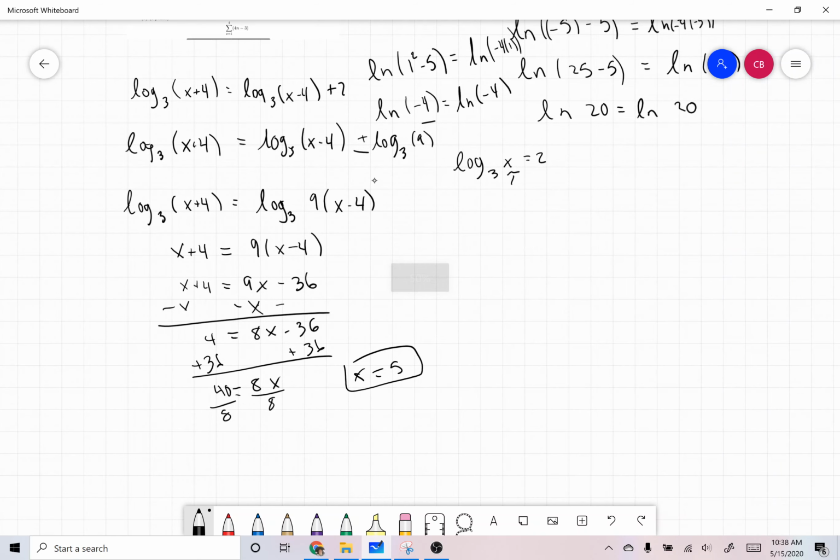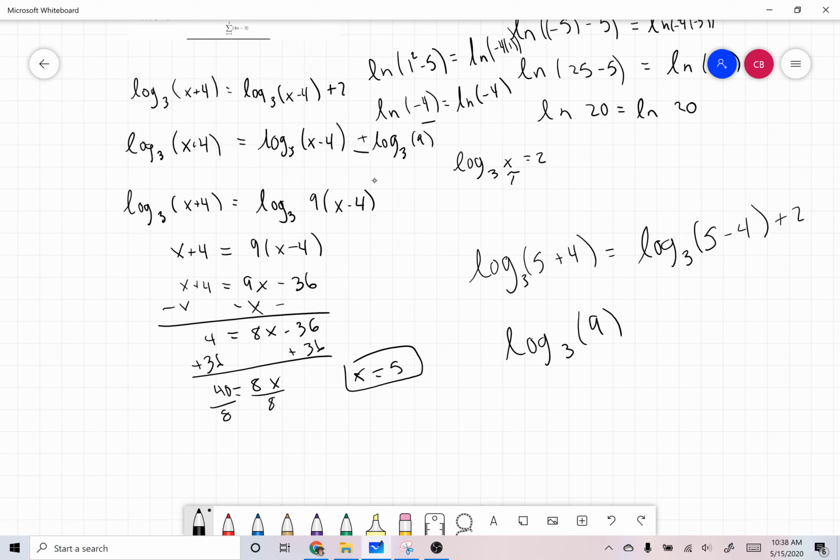Now, if we plug that in, does it work? Well, we have log 3 of 5 plus 4 is equal to log 3 of 5 minus 4 plus 2. This is log 3 of 9 is equal to log 3 of 1 plus 2. Well, this is 2 is equal to, well, anything raised to the 0 power is 1, so this is 0 plus 2. So we're good to go, and we know this one actually works. So 5 is the actual solution.